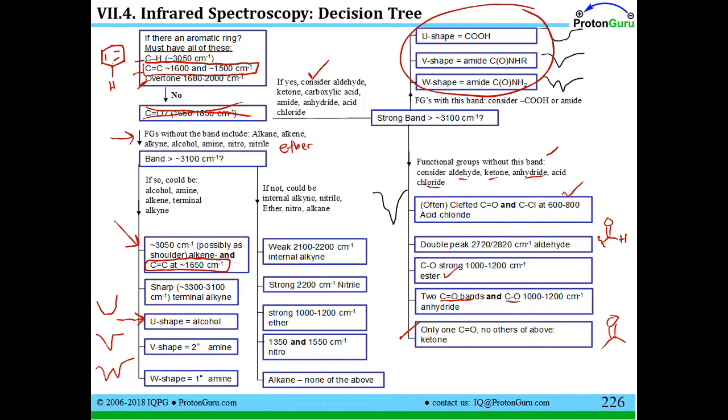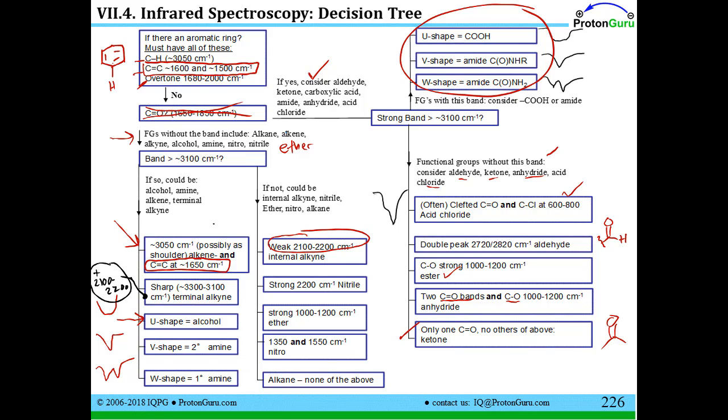Or you could have an alkyne. An alkyne will have a sharp peak between 3300 and 3100, and it will also have that peak with a CC triple bond. So we could annotate this little box and say, well, it will also have the peak at 2100 to 2200 for the CC triple bond.